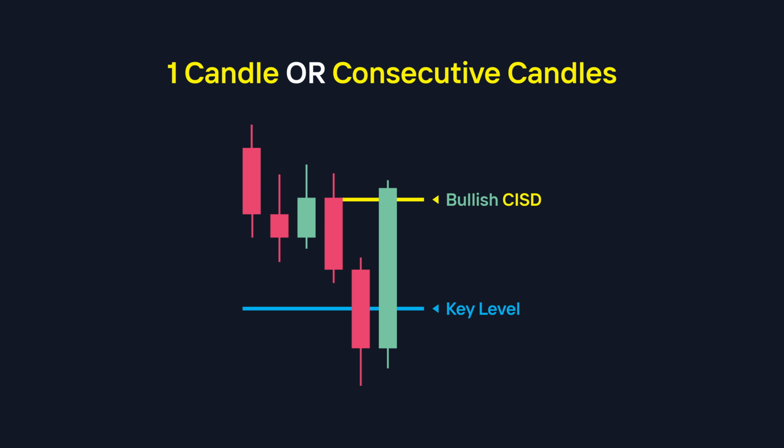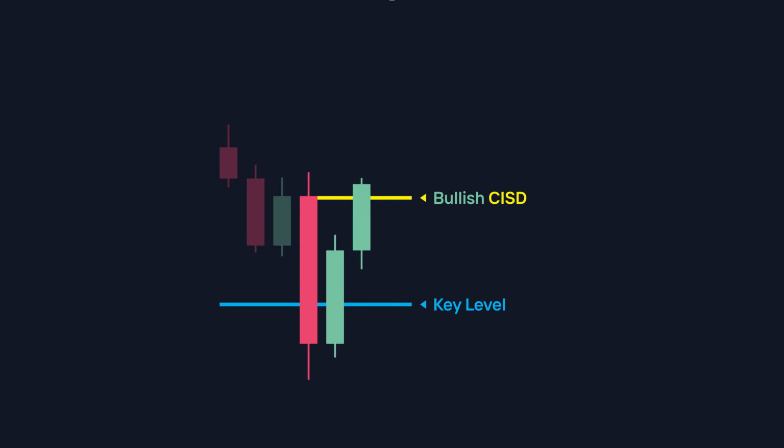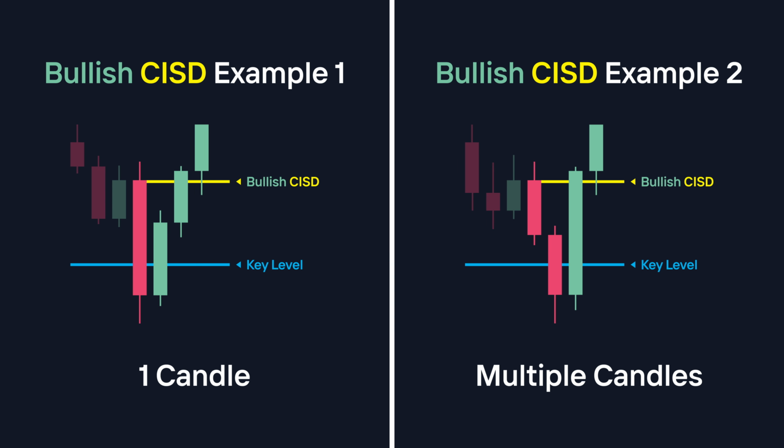And then for the second piece of criteria, it's important to understand that a CISD can be created from either just one singular candle or multiple consecutive candles. For example, in the case of this bullish CISD, we can see that the bearish leg that created the CISD consisted of two bearish candles. But in this other example, we can see that there was only one bearish candle that created the bullish CISD. So it doesn't matter how many candles are within the leg that forms the CISD.